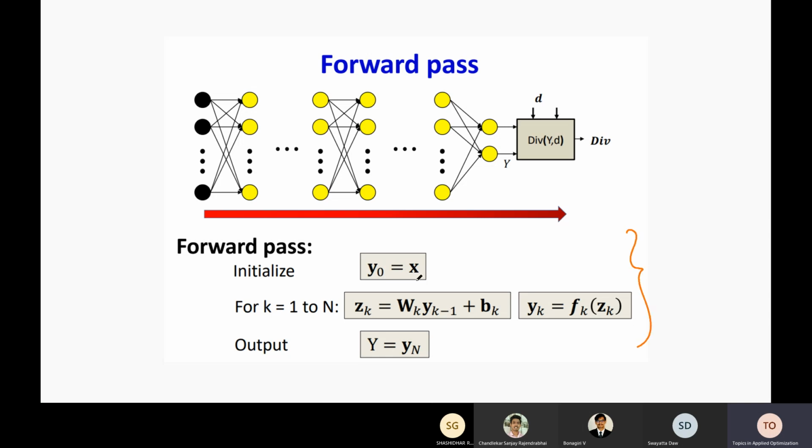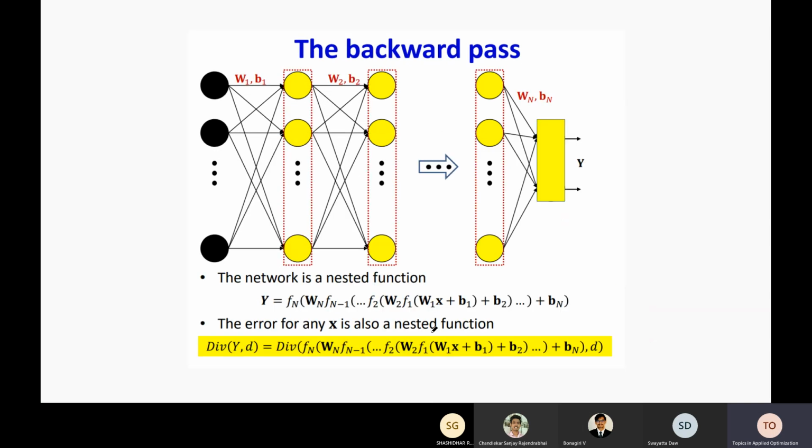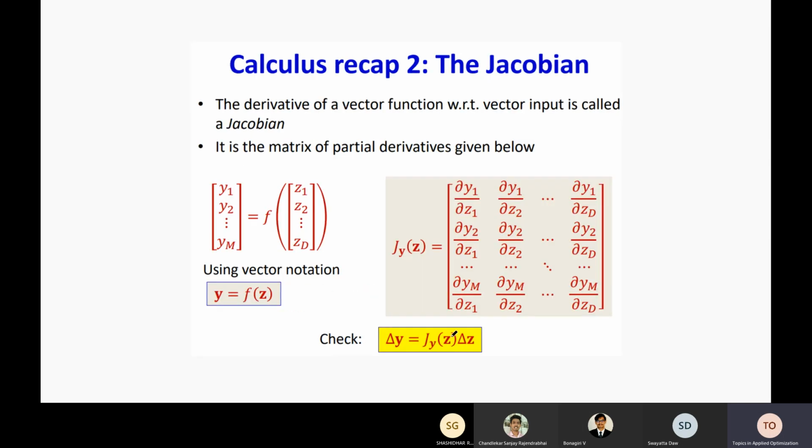In vectorized form, the forward pass looks like this. If you vectorize things like this, you accumulate the weights of the kth layer as a matrix, then it's very simple operations. Even your activation functions are now vectorized, so you can do activations simultaneously for multiple inputs of Z_k. So a network is indeed nested functions, and the error for any x is also a nested function. If you look at the loss function like I described before, it is a nested function like this.